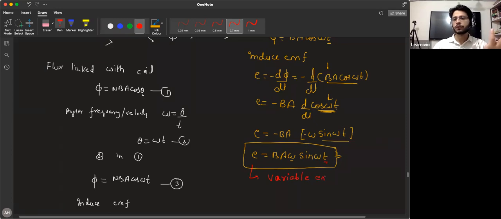Sir, omega will remain constant. Yeah, omega will remain constant. The angular velocity is constant. Angular velocity is not changing. But due to the change in time, EMF will change.